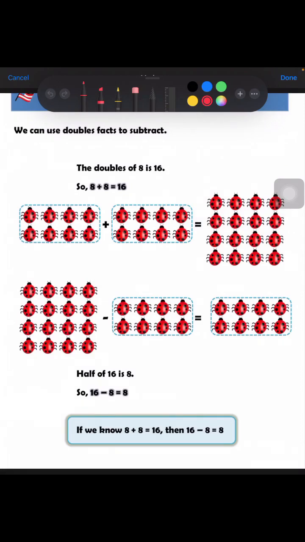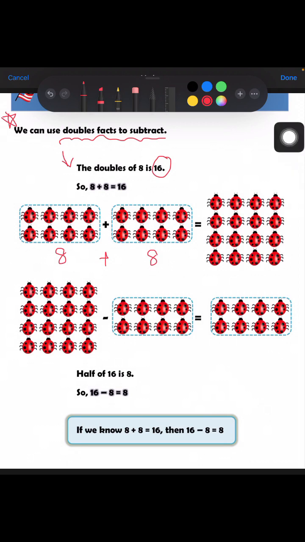Hello, we are now on page 1, and on this page we can use double facts to subtract. Okay, let's look at the example. We know that the double of 8 is 16, and we look at the photos below. There are 8 ladybugs on the left hand side, and 8 ladybugs on the right hand side.